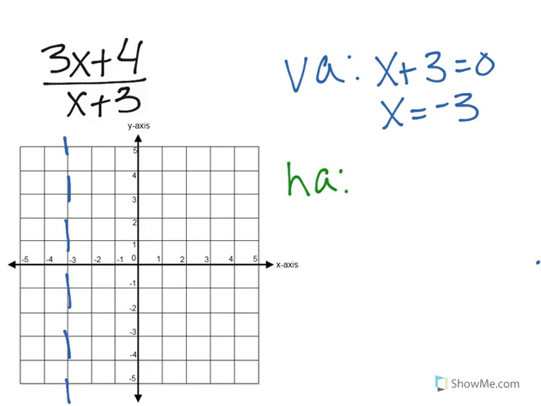We have 3x to the first on top and x to the first on the bottom. So our horizontal asymptote is going to be the ratio of those coefficients. So it's going to be 3/1. So our horizontal asymptote is just y equals 3.